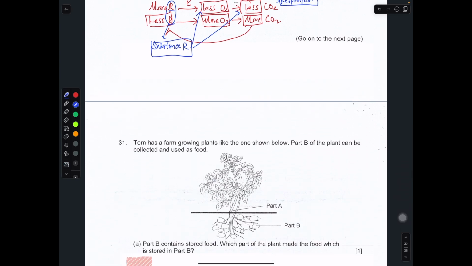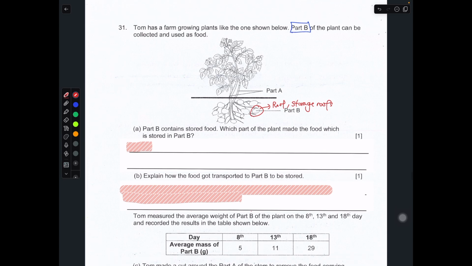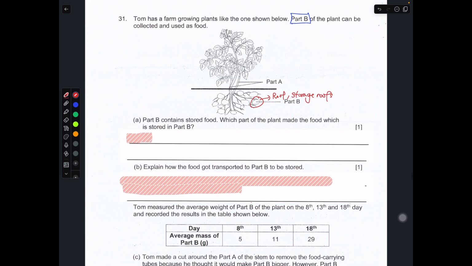Okay, so let's move on to this part. Tom has a farm growing plants like the one that I showed below. Part B of the plant can be collected and used as food. So over here, this part is actually part of your root system, and sometimes we call it your storage roots. Okay, which is fruits that look like this. The plant over here will be your potato or your carrot.